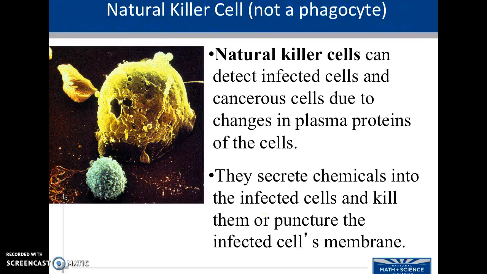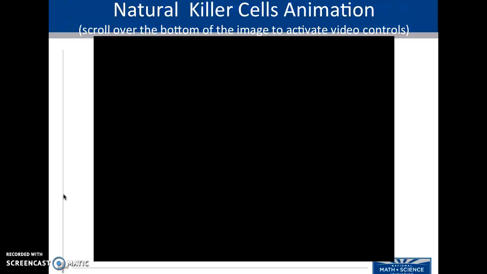Natural killer cells are not phagocytes, but they can detect infected cells and cancerous cells due to different proteins that are floating around in the plasma membrane. They secrete chemicals into the infected cell that kill it or puncture it. It's called lysing. So they don't physically engulf it, but they will send chemicals out to break down those cells.